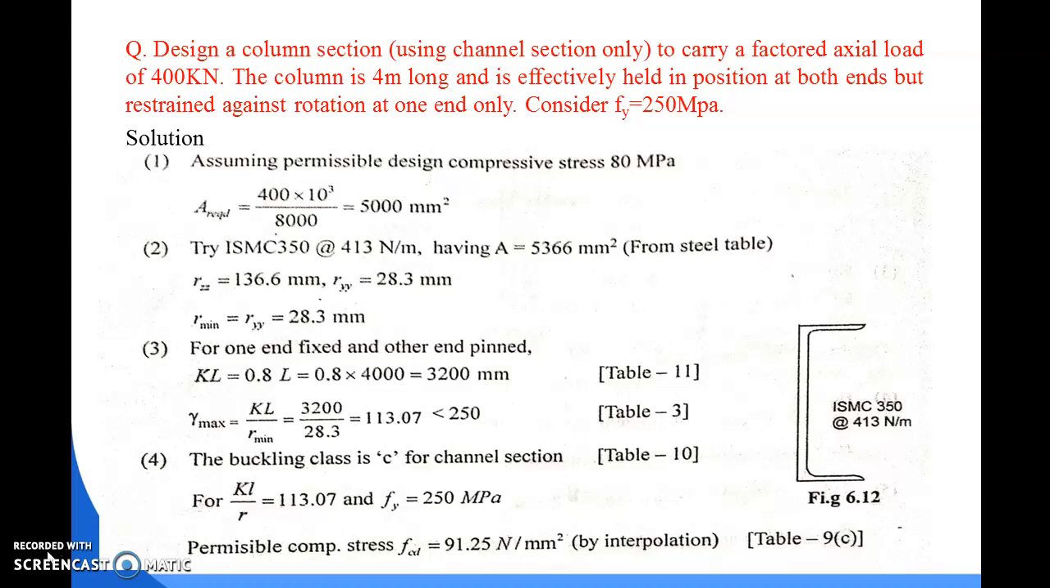So the value of slenderness ratio is equal to effective length by radius of gyration. The effective length is equal to 0.8 into 4000, which is 3200, divided by the radius of gyration, which we took as the minimum of the radius of gyration in ZZ axis and YY axis, which is 28.3. So the value is 113.07.